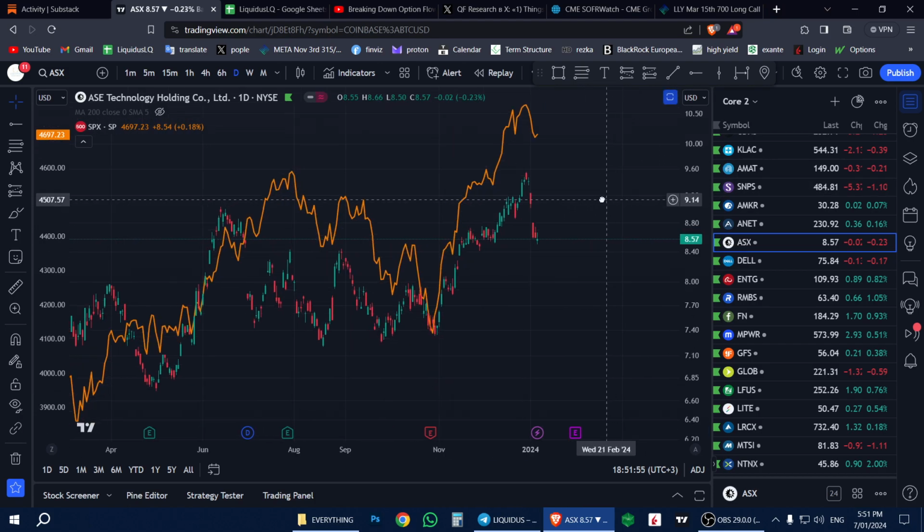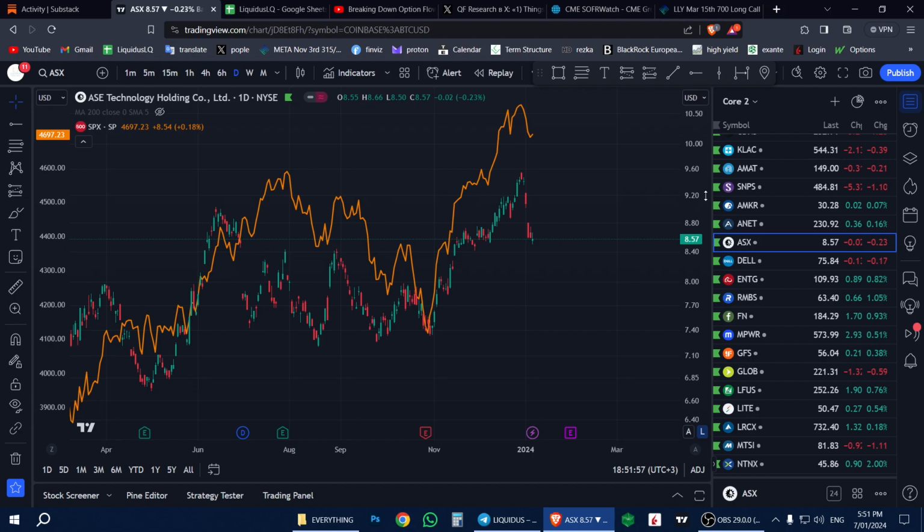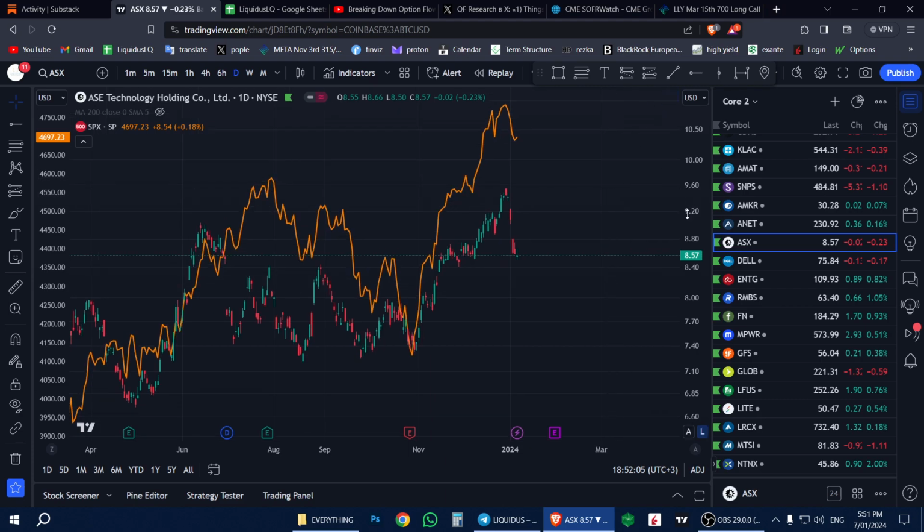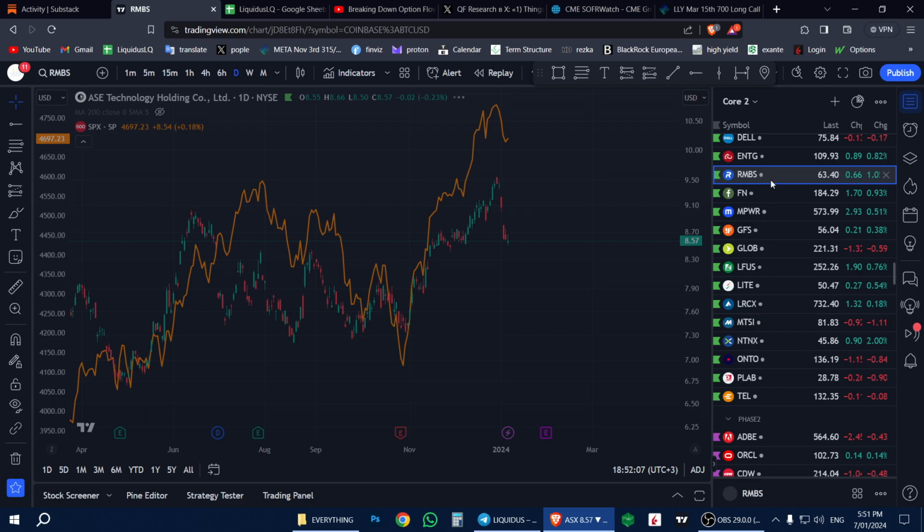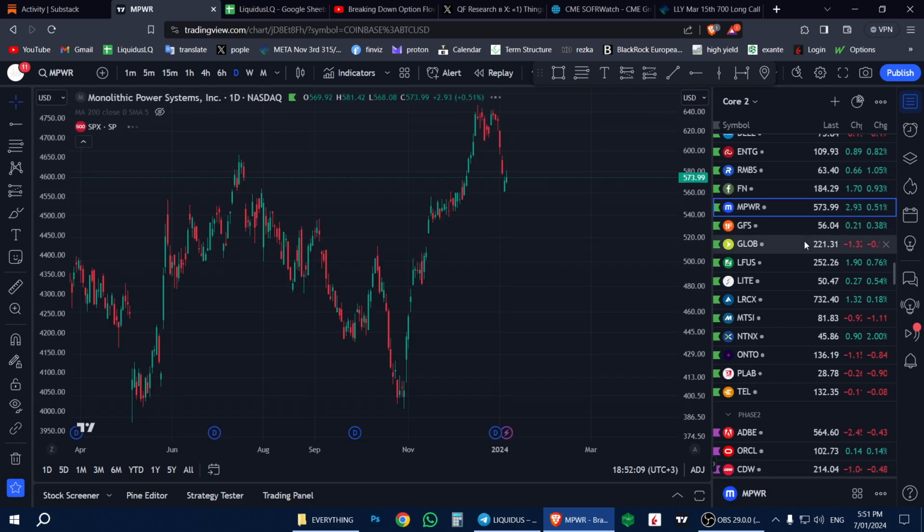It doesn't mean that this is not a good buy still. I think they will outperform the S&P anyways going into 2024, regardless of what SPX is doing. But all of them broke trade.